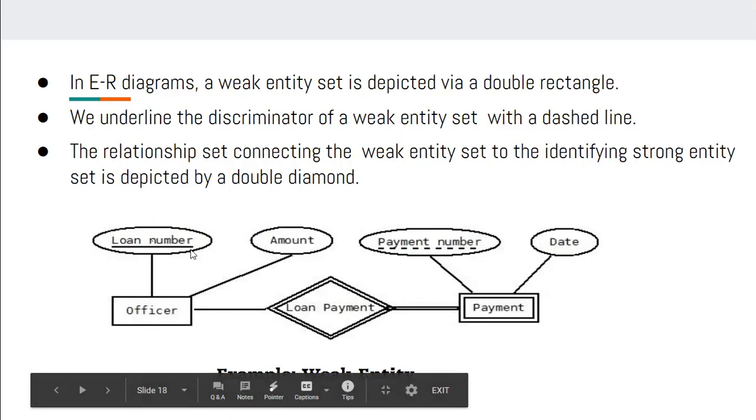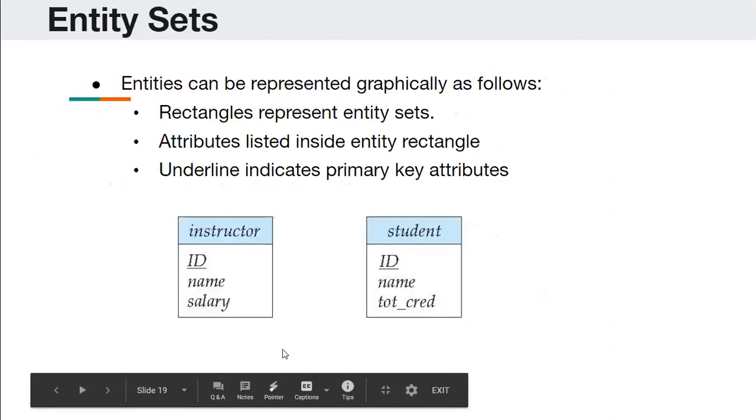A loan entity has loan number and amount. Loan number is the primary key. So this loan entity has a primary key. That's why it is called a strong entity. And in this case, payment is the weak entity and it is dependent on the loan entity for its existence. And the relationship is loan payment in this case.